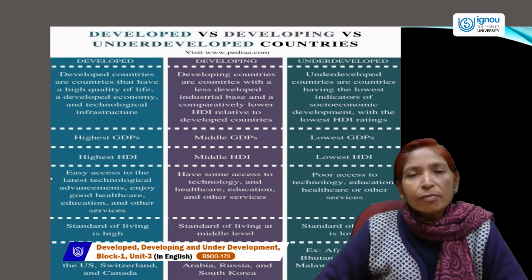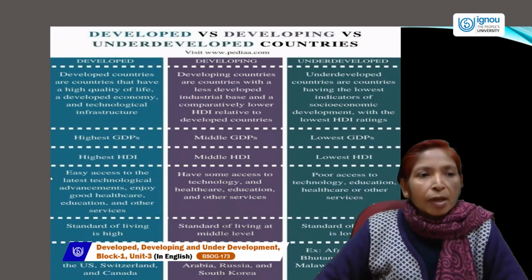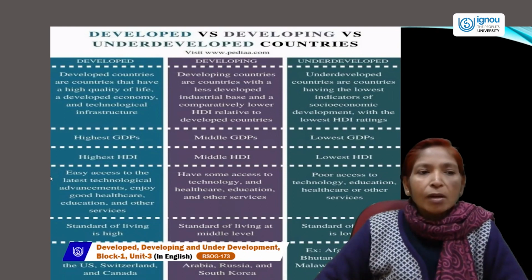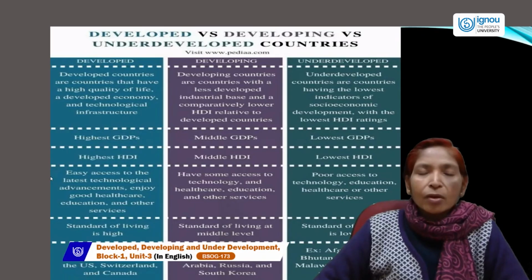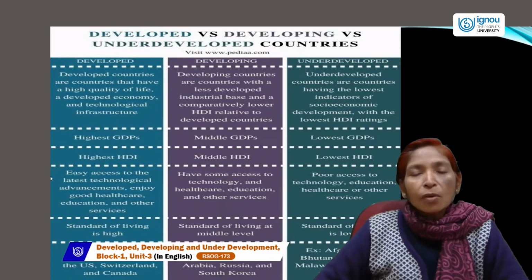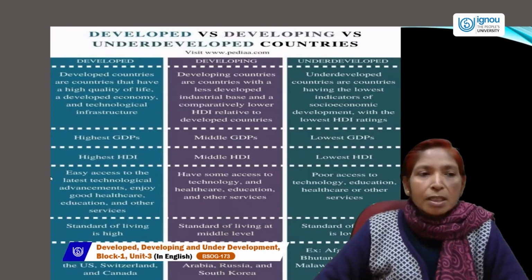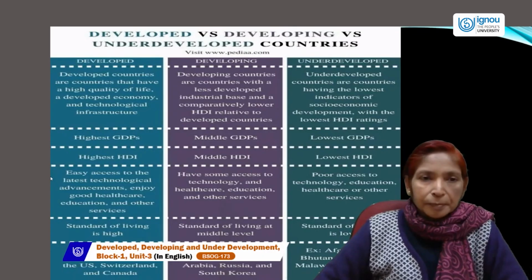High quality of life means a higher standard of living of the country's people. These economies are well developed, and technologically the infrastructure is very good and advanced. So developed countries are those that have a high quality of life, a developed economy, and good technology and infrastructure.